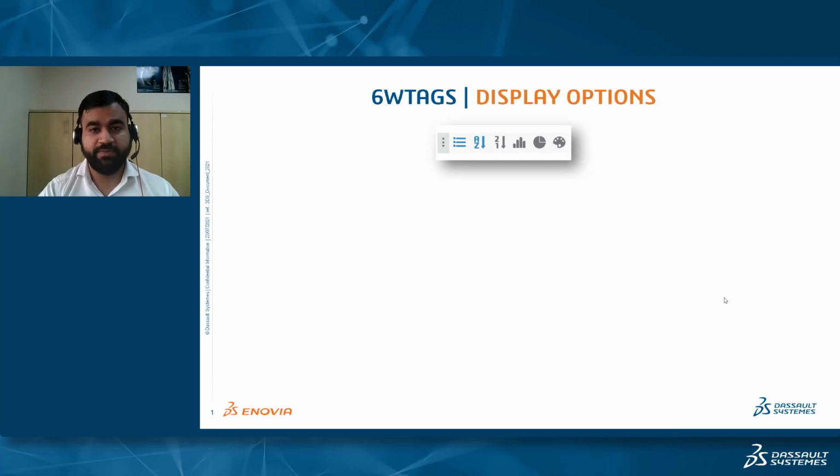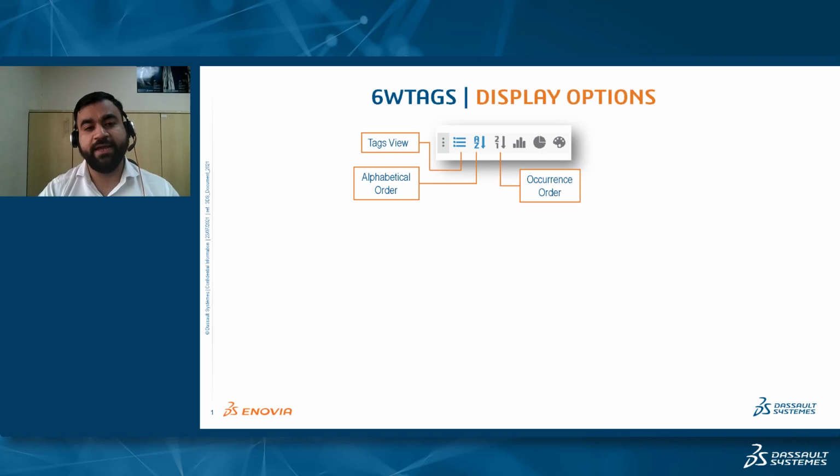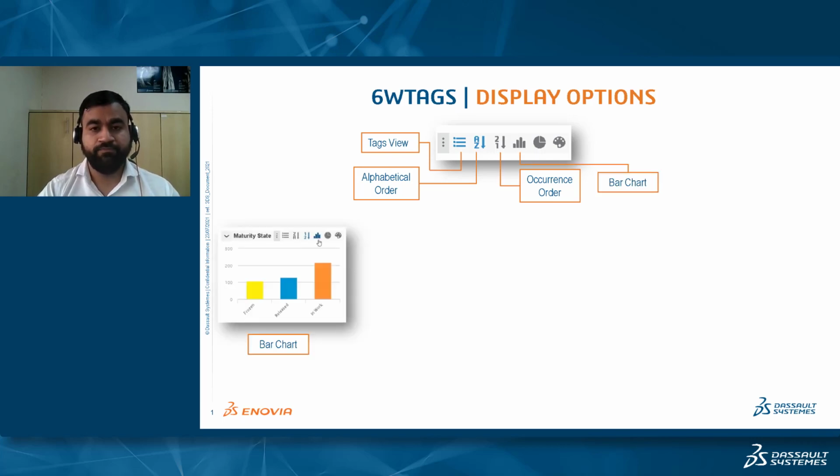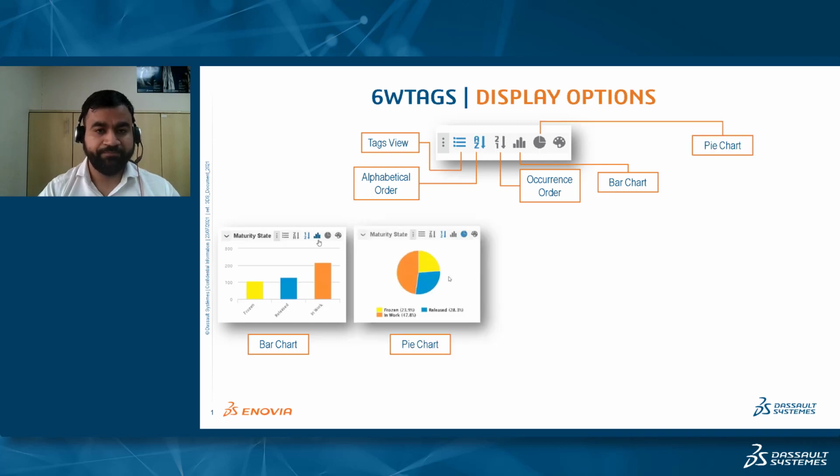These are the typical display options that you will see for 6WTags categories within the 6WTags panel. The first one is selected by default and it provides a tags view. The second and third options can be used to sort 6WTags based on alphabetical or occurrence order. Then you can also visualize 6WTags within the 6WTags categories in the form of a bar chart or a pie chart.